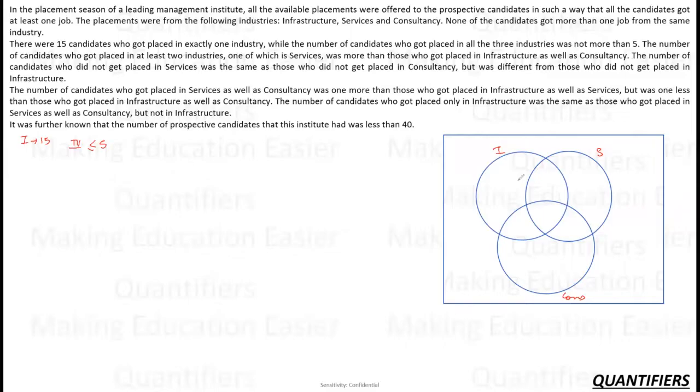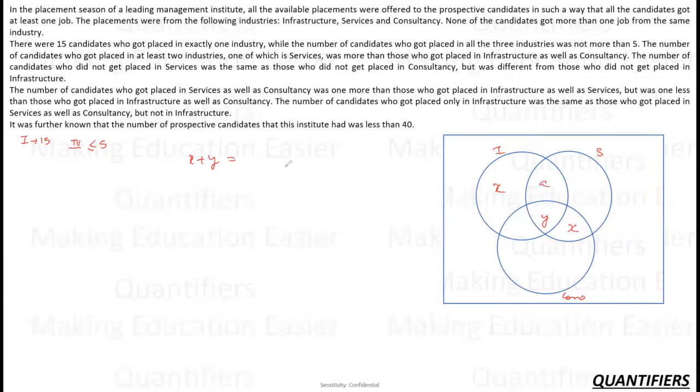The number of candidates who got placed in only infrastructure, यानी दिस was same as those who got placed in services as well as consultancy but not in infrastructure. Okay, so this is, देखो अब ये भी कनेक्ट हो रहा है कि अगर ये x है तो ये भी अपने पास x है, और अपने को क्या दिया हुआ था, the number of people who got placed in services as well as consultancy, यानी कि जो ये x लोग हैं, लेट्स से अब इसको y मान लेता हूँ। Okay, the number of candidates who got placed in services as well as consultancy, which means x plus y, was one more than the number of people who got placed in infrastructure as well as services.